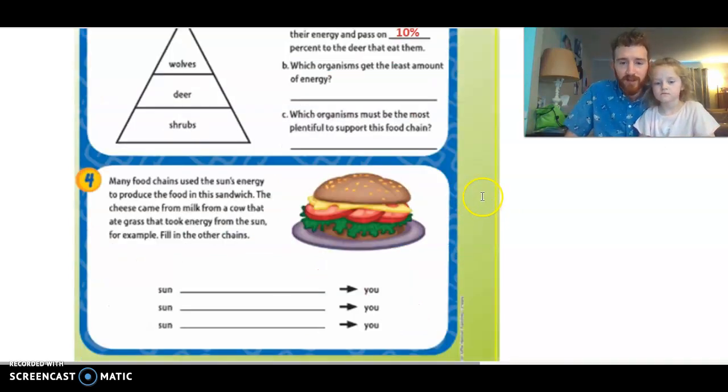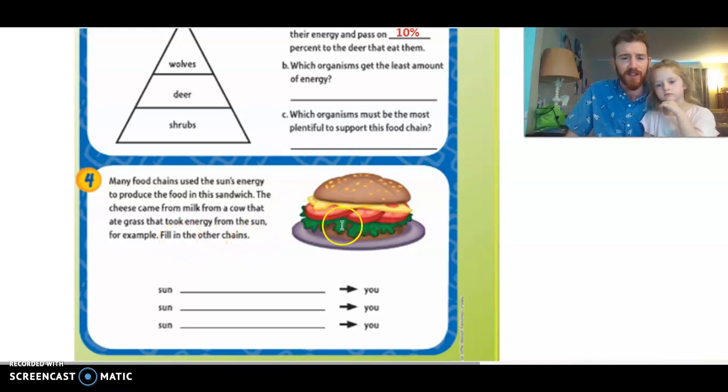Number 4, I'm just going to go through with you. This always is, for whatever reason, a little bit confusing because we usually don't think of sandwiches as parts of food chains. But let's take a look at that. It says, many food chains use the sun's energy to produce the food in this sandwich. The cheese came from milk from a cow that ate grass that took energy from the sun, for example, and then fill in the other chain.